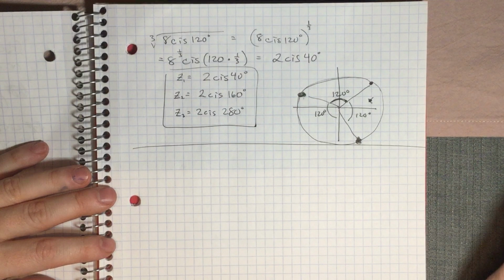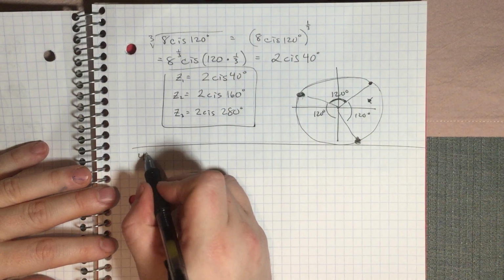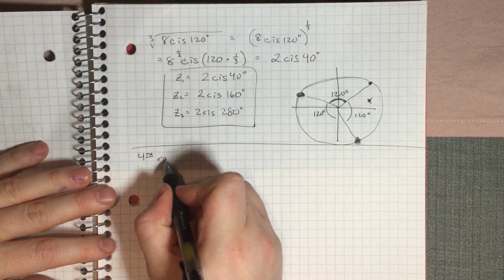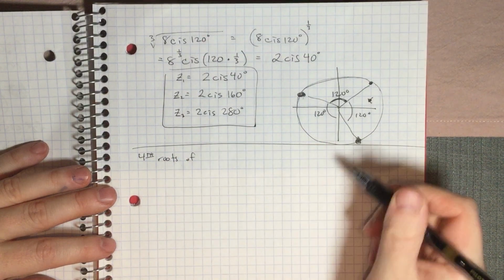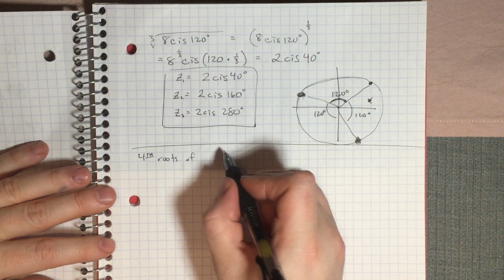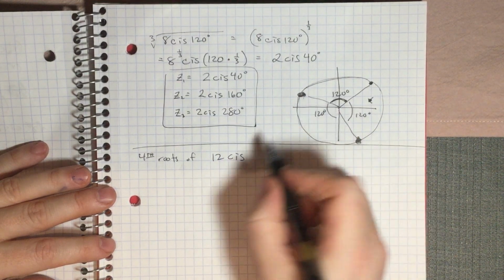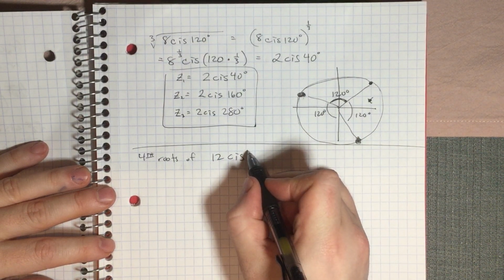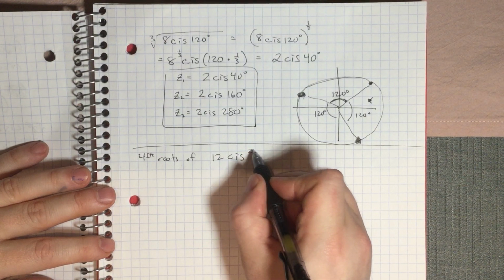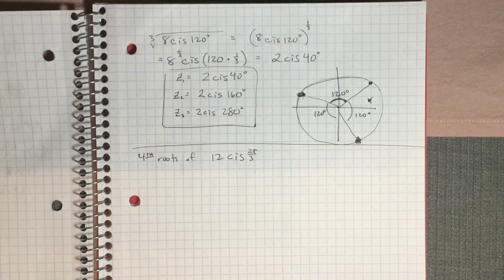Let's do one with radians. Let's do the 4th roots of, let's go 12 cis, I don't know, 2 pi over 3, whatever.